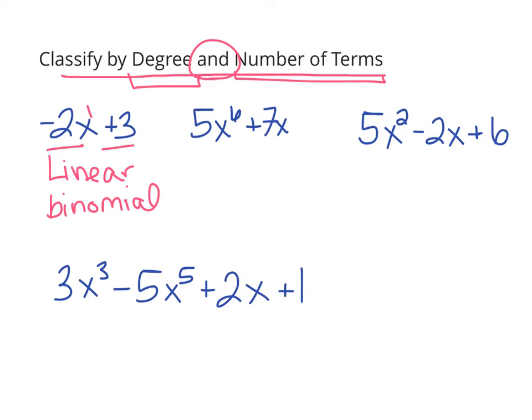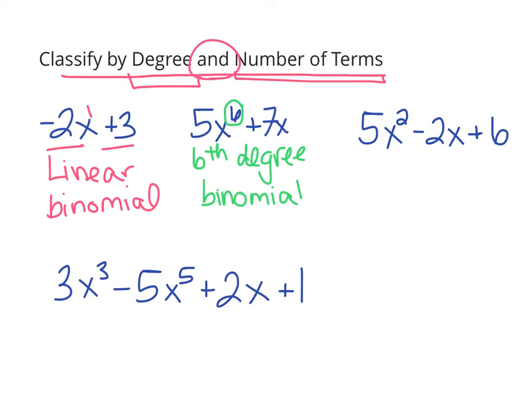Second one, just by looking at it, it's definitely a binomial. The highest power is a 6. We do not have a special name for this. So this is just called a sixth degree binomial. So that's a good example of one where we don't have a cute little name for something where the highest power is 6, but we just call it a 6th degree binomial.